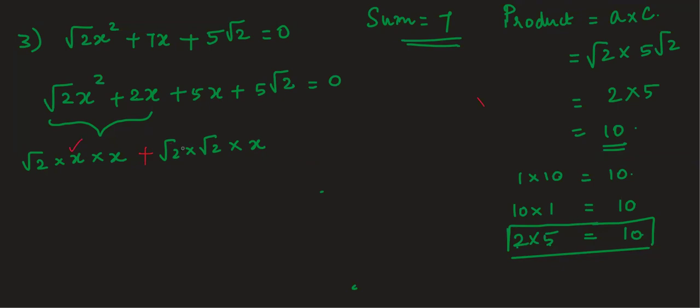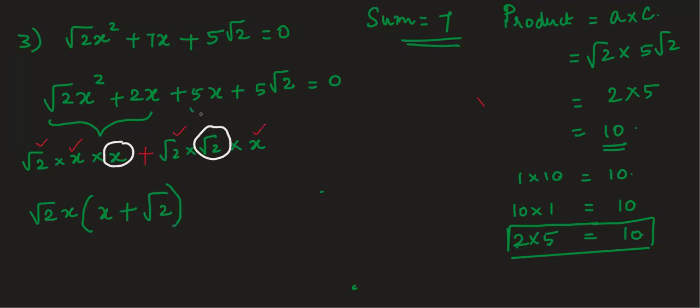So in this one, x is common, and also one √2 and one √2 is common. Now let's take the common one out. The common one will be √2x. Now let's write what is remaining within brackets. x is remaining here, so we put x. Again, there is a plus. Now what is remaining? Again, √2 is still remaining, so I can put a √2 here. So this is done for the first two terms.